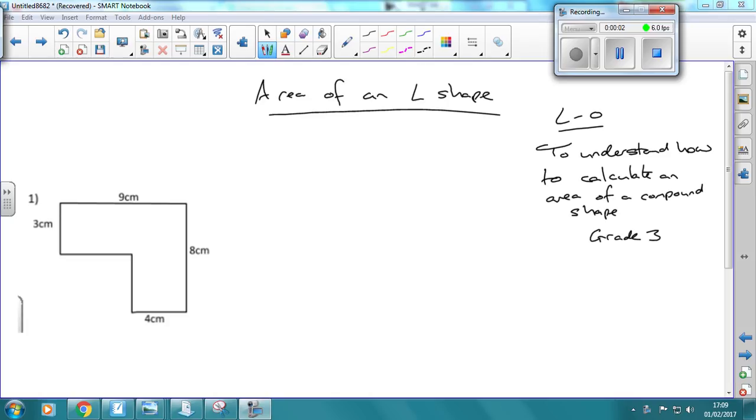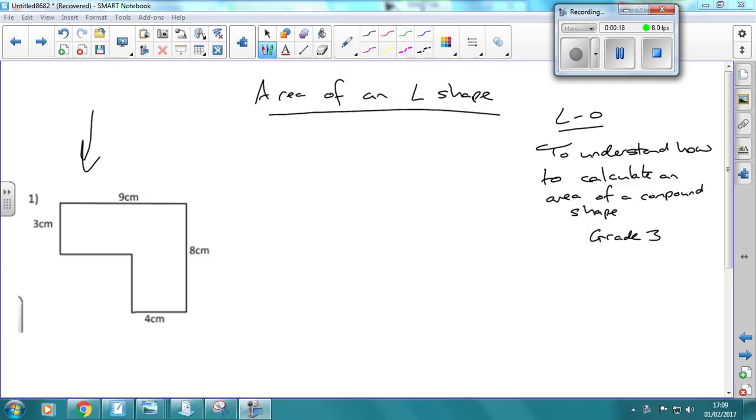Okay, Year 11, what I'd like you to do for this lesson, please, is write the title Area of an L shape. I would like you to write the learning objective, which is understand how to calculate an area of a compound shape, and that's grade 3. And then what I'd like you to do is copy out this shape down here.